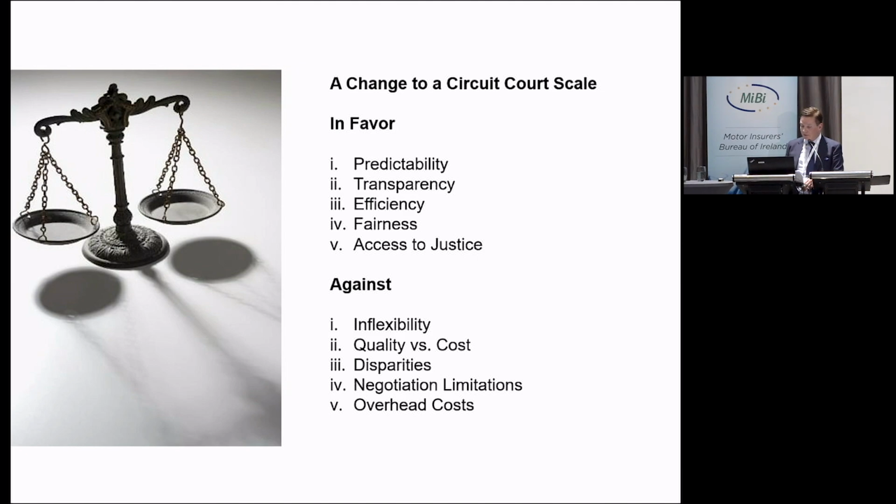You have predictability, you have transparency, it's efficient, it's potentially fair, and then you have access to justice. And against that, you have inflexibility, and you have quality versus costs, and you have disparities, and you have limitations, and you have overhead costs varying throughout the nation. They're just 5 of each that I wrote down. If I was told to go away and do a paper on it, we could be here a long time, because we need to go into each of those. You know, fairness could be in favour and it could be against as a factor. You know all this, but I think my own view is that scale, if all else fails.